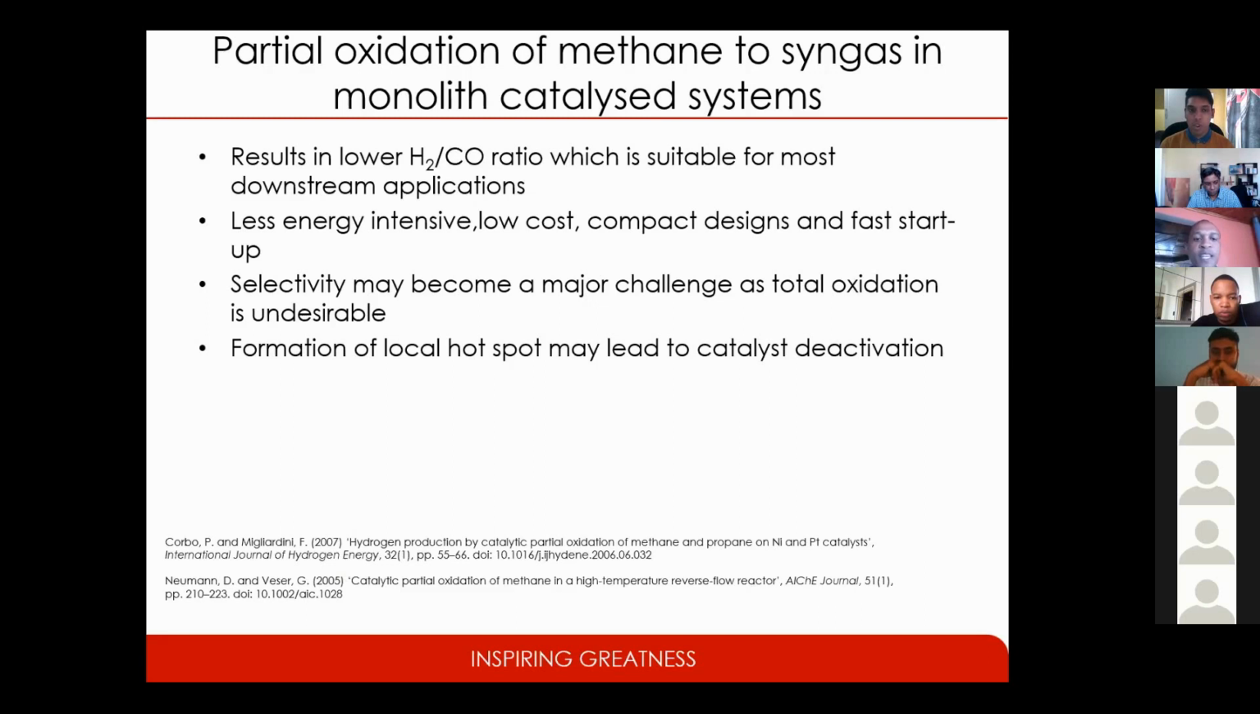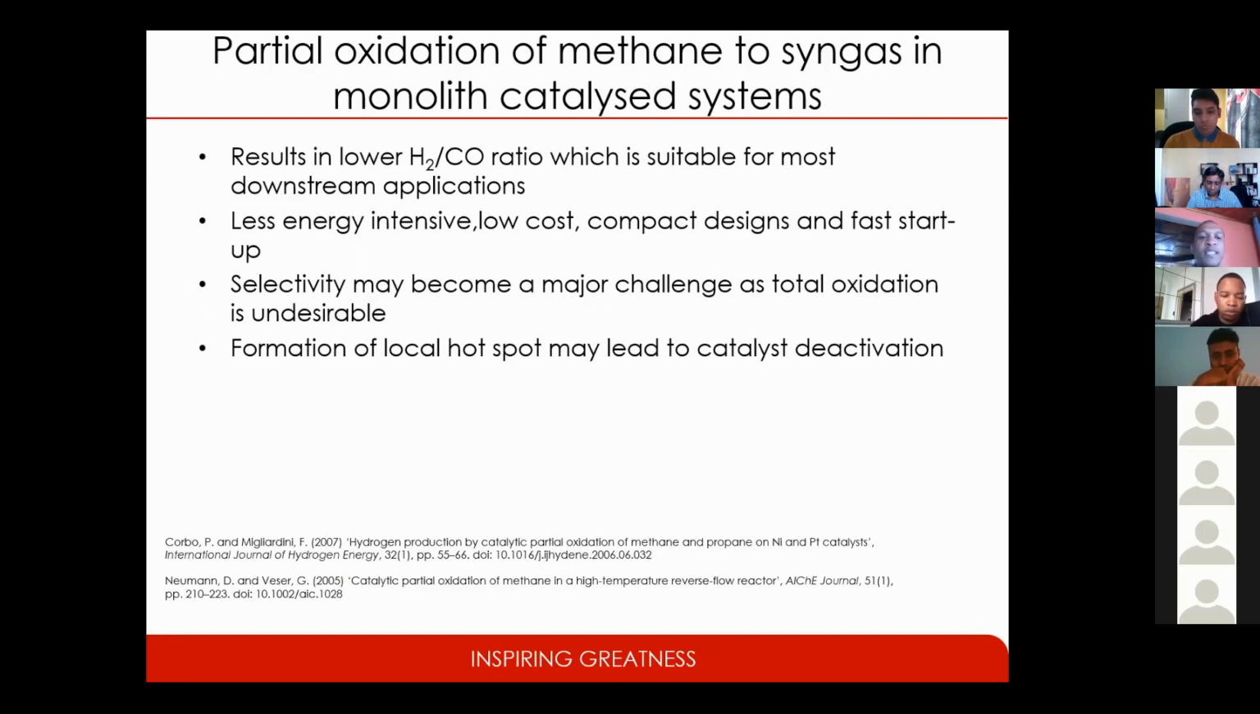Partial oxidation of methane, unlike processes like steam reforming, results in a lower hydrogen to carbon monoxide ratio. And this is suitable for most downstream applications such as Fischer-Tropsch or some alcohol synthesis. And also compared to steam reforming, it is less energy intensive and low cost. The designs in this case are compact, and it also leads to fast startups.